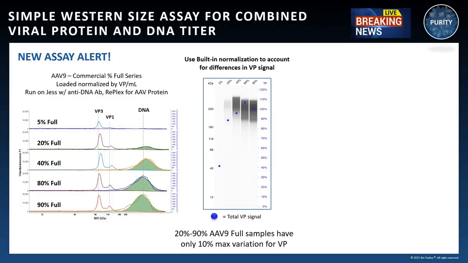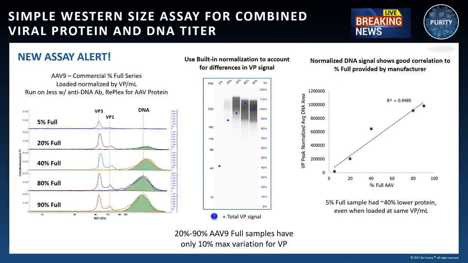Using all of these data, we can generate a correlation plot between the percent full for the manufacturer and the VP protein normalized DNA signal, where we see excellent agreement. Being very new, we still have more to do with this assay, including exploring other serotypes, as well as a little bit more optimization on the separation conditions.